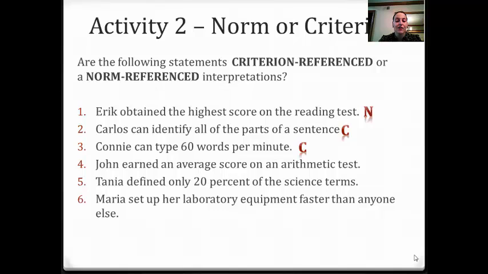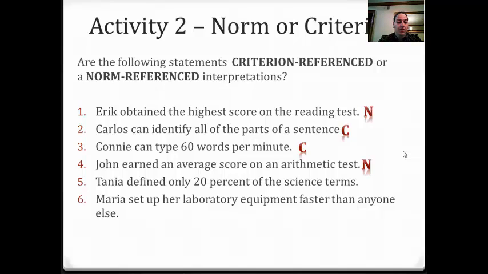Number 4, John earned an average score on an arithmetic test. Right, you see the keyword average. So this is how you know it's normed, because an average comes from summing up the scores that everybody has gotten and dividing it by that number, so that you can figure out what is sort of the median point in which people scored. And that is why when one says John earned an average score, you are essentially comparing him to everybody else that took the test.